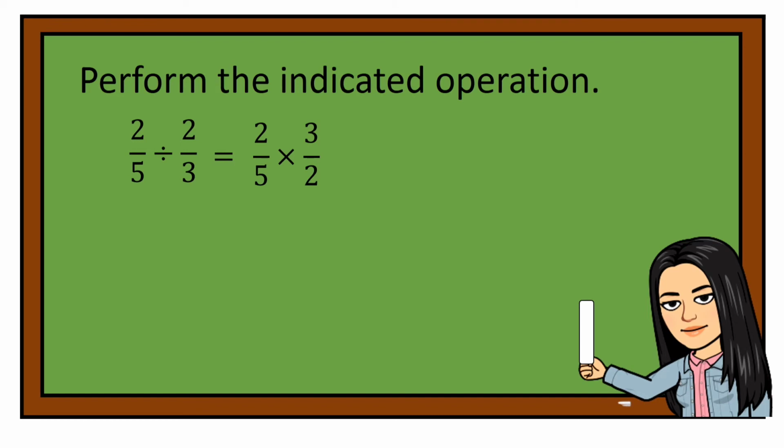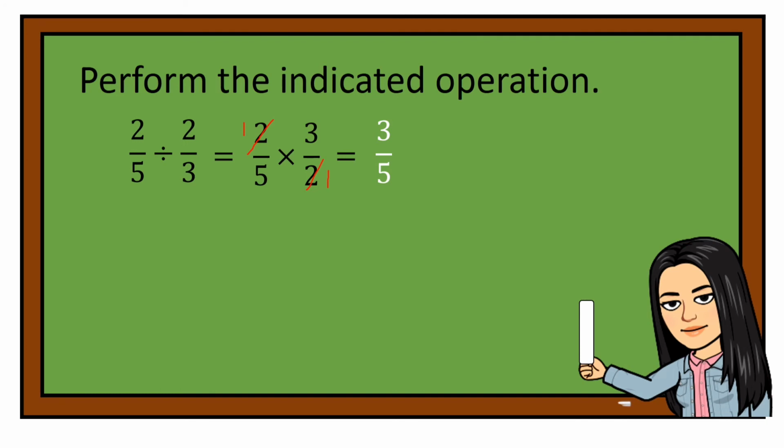Okay, to shorten our method, we can cancel the common numbers in the numerator and denominator. So what is the common number in the numerator and denominator? So we have here number 2. So 2 over 2 would be equal to 1. So we have 1 here and 1 also in the denominator. So we can multiply the remaining terms as 1 times 3 is equal to 3 and 5 times 1 is equal to 5.